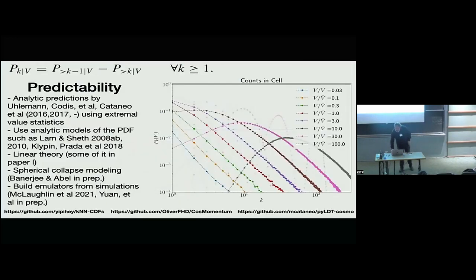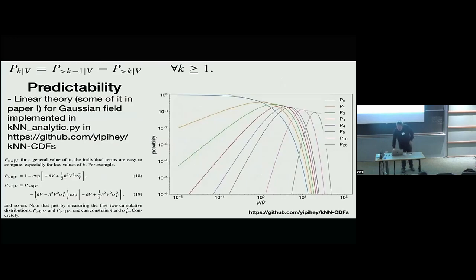And one can check that easily. It has a nice feature of being predictable. Anything that predicts the PDF as a function of smoothing scale, you can immediately turn into predictions for these. I showed you this Gaussian one. And there's some example code. I put the URL at the bottom so that you can try this out for yourself.